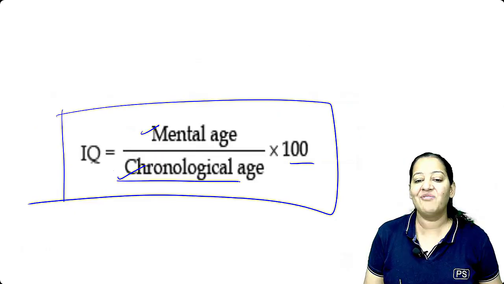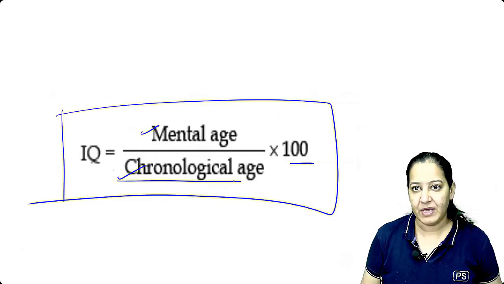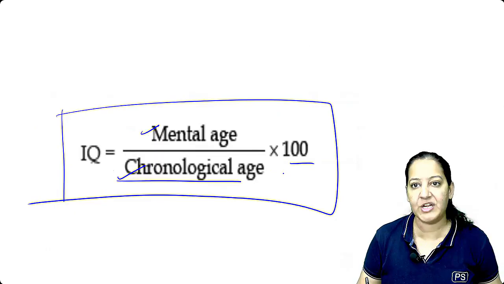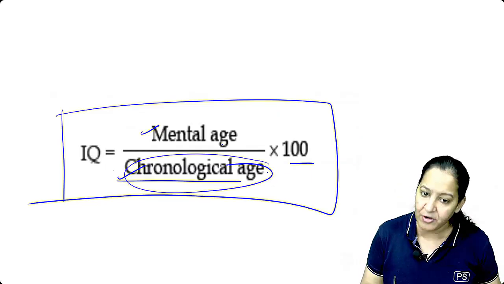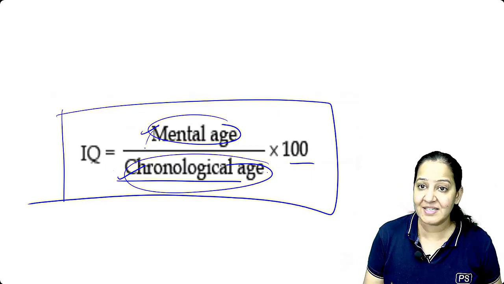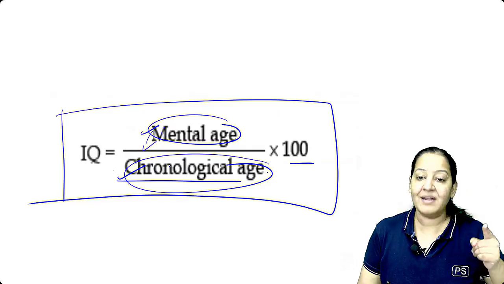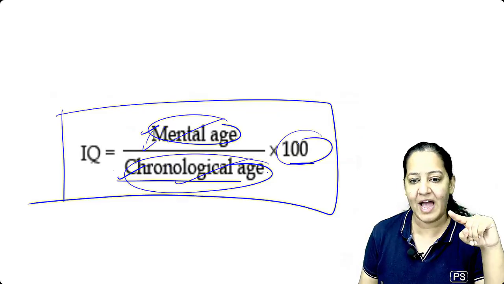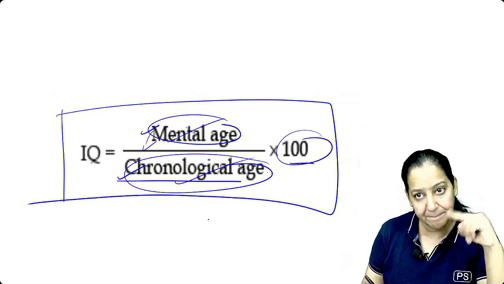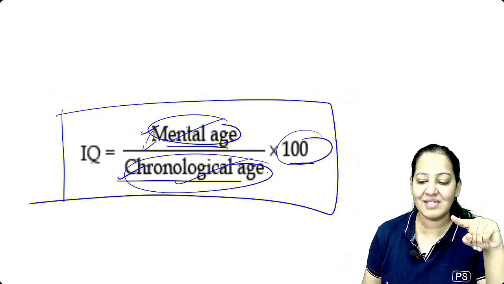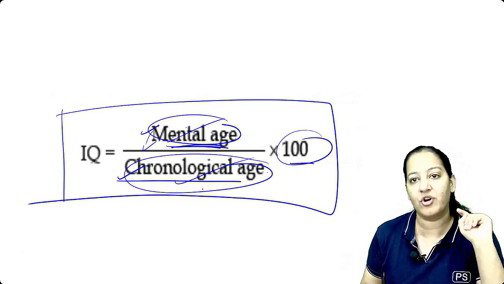Okay, listen. What is your chronological age? Your actual age. How many years are you? Maybe 20, 23, 25, 30, whatever. Whatever my age is, that is my chronological age. But it is not necessary that my mental age corresponds to that. My mental age can be equal to that, then IQ will become 100. They cancel each other out. It can be ahead of that and it can be behind that. So it is not necessary that the mental age corresponds to the chronological age.